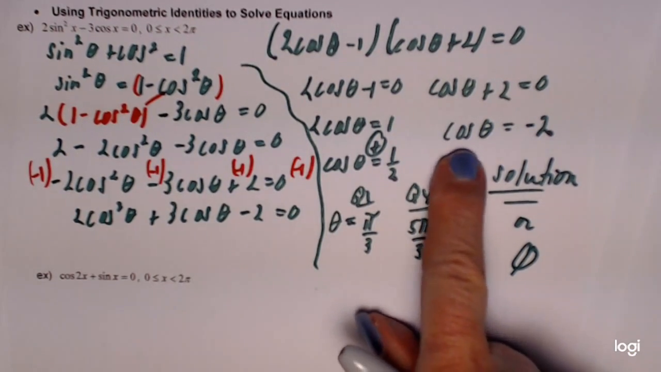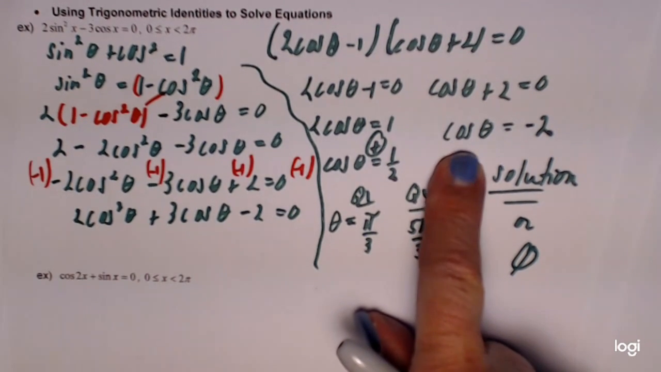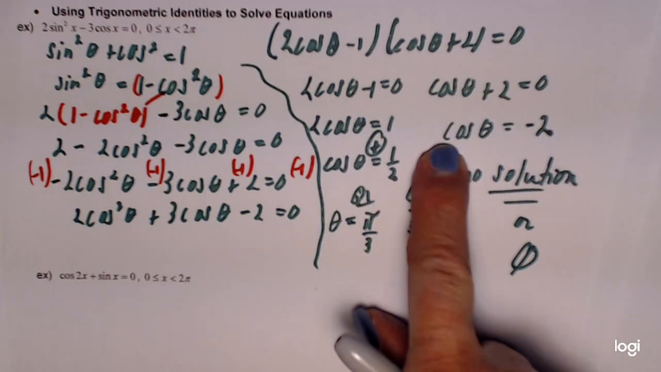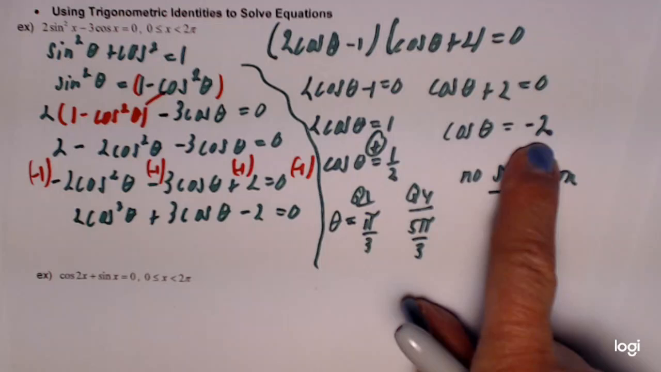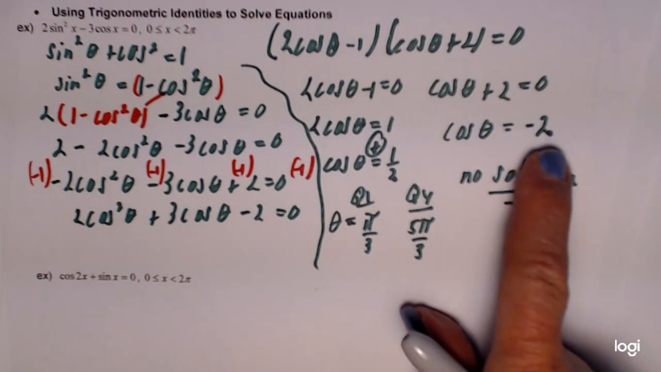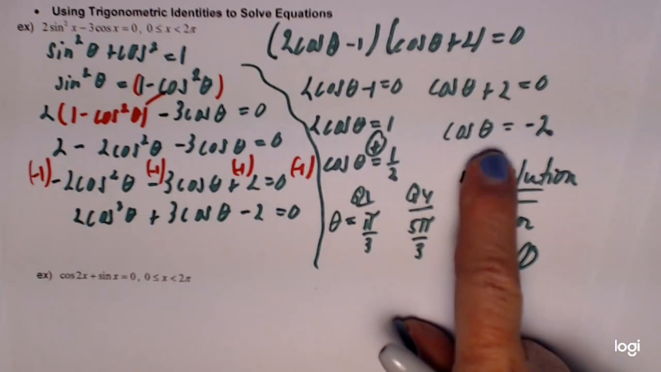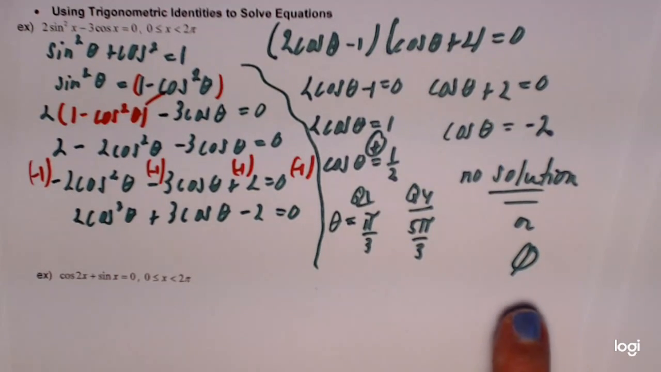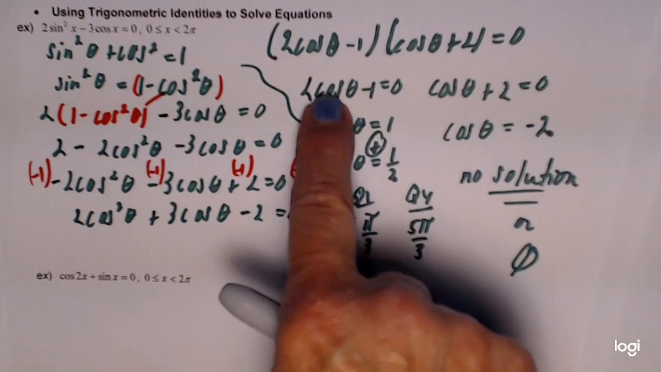When we look here, we're looking at the cosine of theta. There is no change in the amplitude, so amplitude is 1, which says that all our trig values for cosine have to be between -1 and 1 inclusive. -2 is not in that interval, so there is no such angle. So we end up having just the two solutions from this first factor.